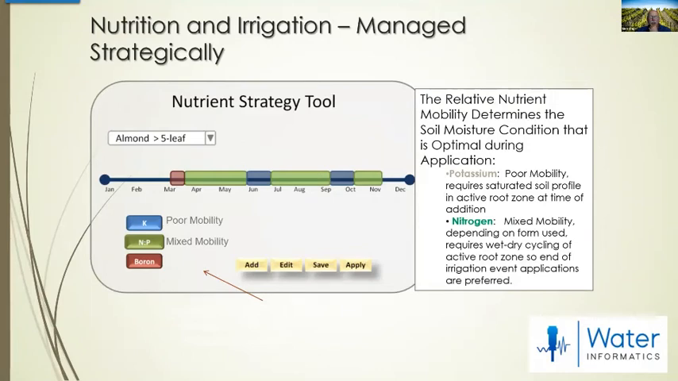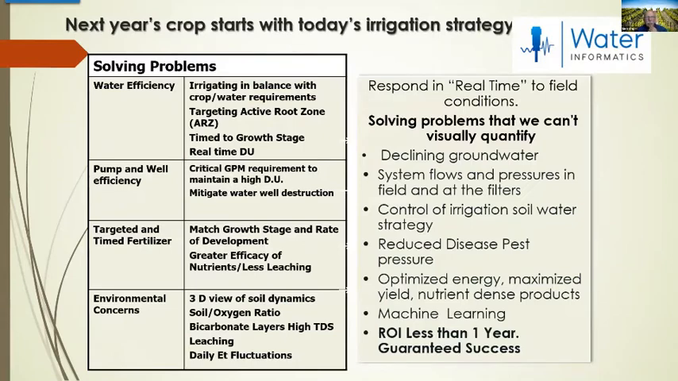As I say, nutrition and irrigation staged strategically. Again, our tool set basically allows you to look at when you should be putting nitrogen, phosphorus, and potassium in. Obviously, boron and zinc are less mobile in a soil, meaning they don't move much, but nitrogen will gas off through the soil. So it's super important to understand the strategy that you use and how long you turn that irrigation system on. So next year's crop starts with today's irrigation strategy.